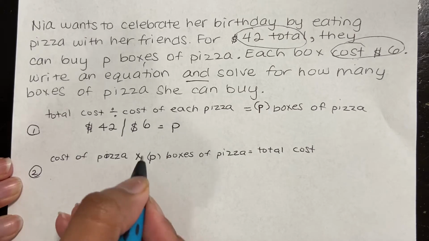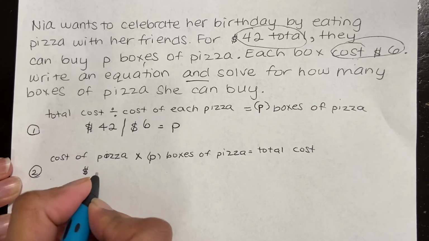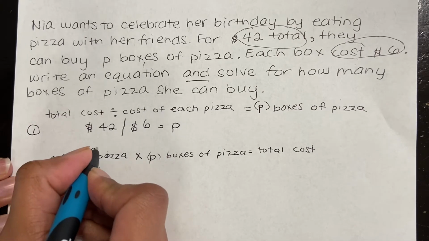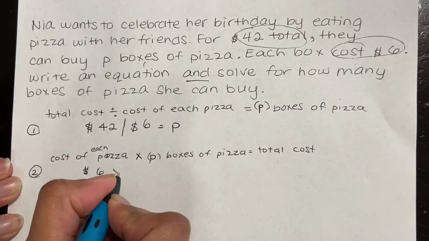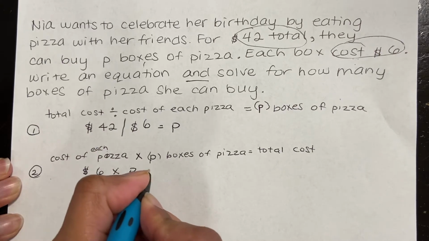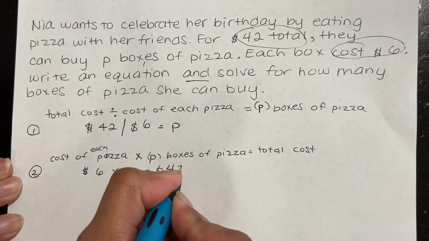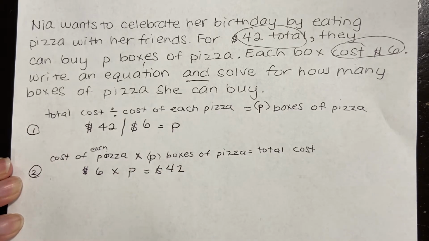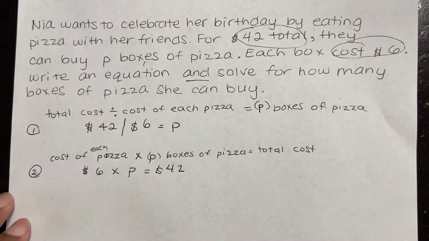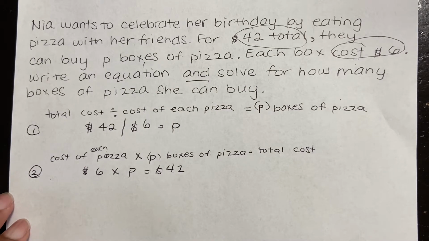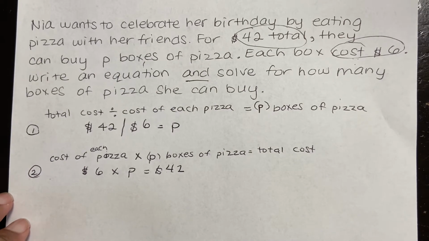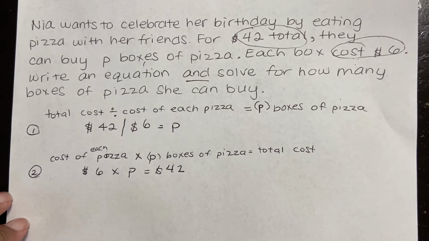So the cost of each pizza, which is $6, multiply that by P, and that will give us a total cost of $42. So remember, we mentioned before that whenever you are writing equations, there's often more than one way to write equations for this. Okay? So either way would be acceptable.